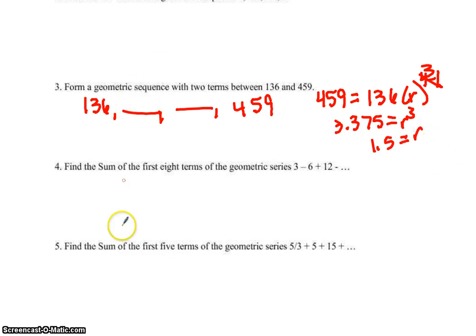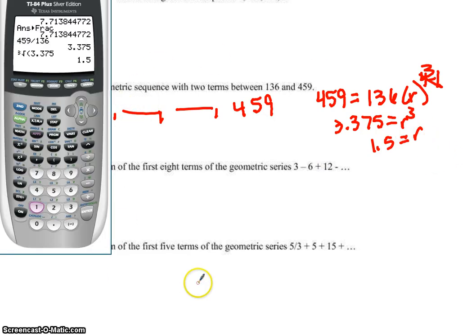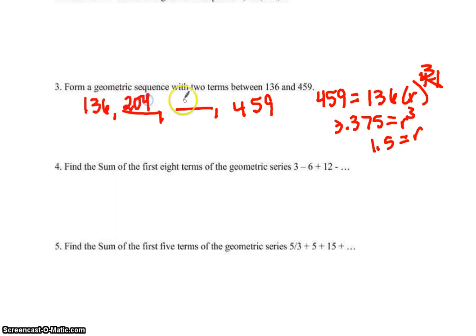So now you're just going to take your 136 times 1.5, and you get 204 for your next term, times 1.5, 306 for the one after that. So 204 and 306 are your answers. But you've got to know what r is before you can figure out the next terms.